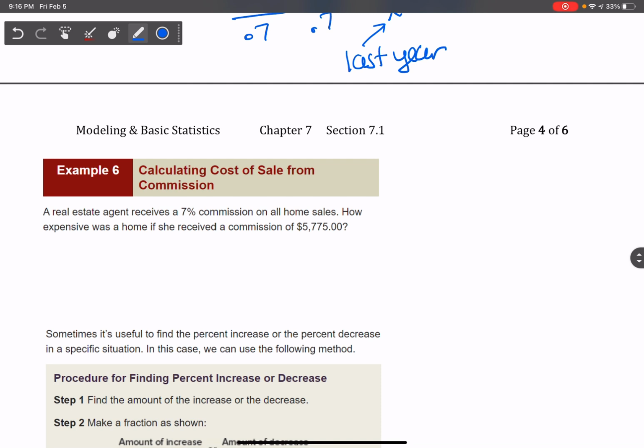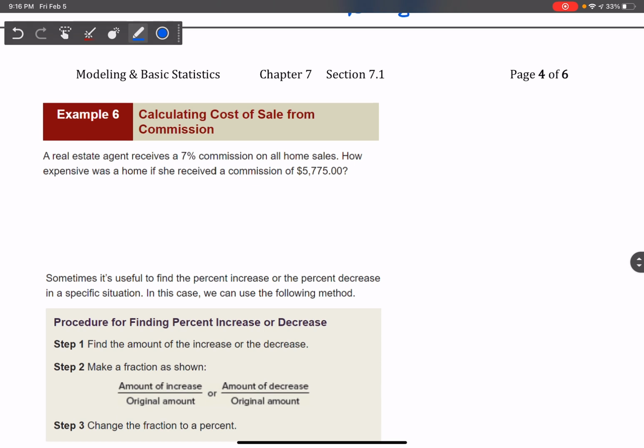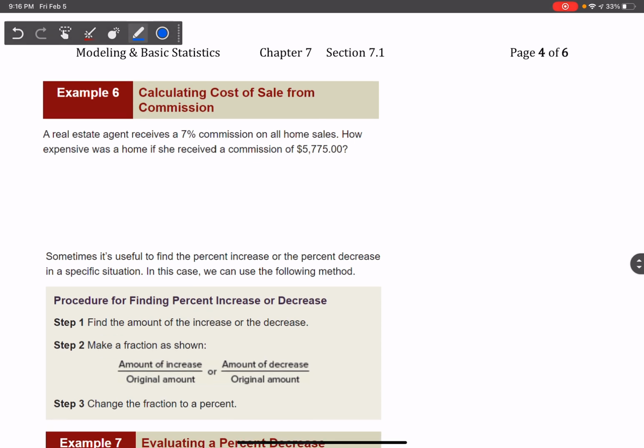All right, example 6. The real estate agent receives a 7% commission on all homes. Commission is pretty much extra money. So if you work for a car dealership and you sell a car, you get commission on that car. You get, in addition to whatever your hourly wage may be, a commission.